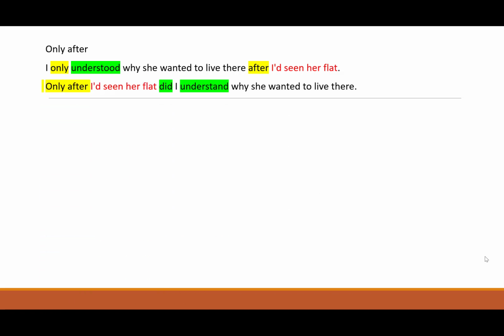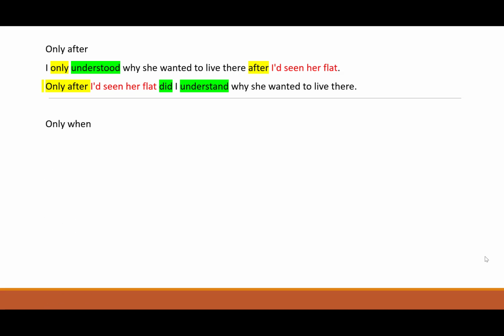The next adverbial you can use with this pattern is only after. Look at the sentence. I only understood why she wanted to live there after I had seen her flat. First thing first, you take the adverbial only after at the beginning of the sentence, followed by the second part of the sentence, I'd seen her flat. Then, the first part of the sentence is put into interrogative pattern. It becomes, did I understand why she wanted to live there? Understood is past tense, therefore we use did I understand.